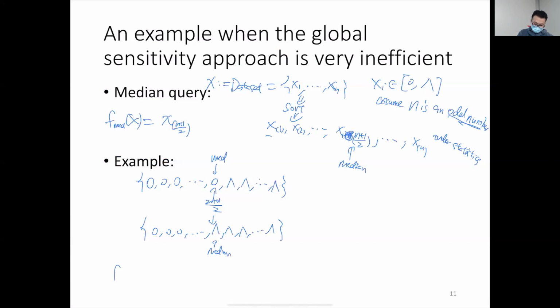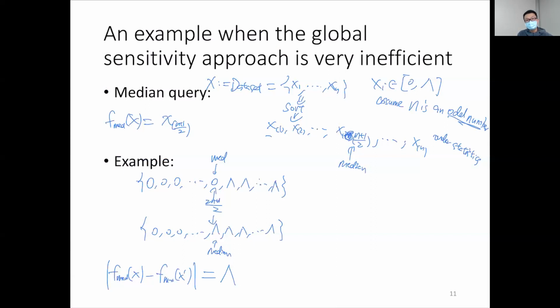To say it differently, there exists a somewhat pathological data set such that the difference between this median query is as large as the largest possible. It's as large as the bounded range, right?